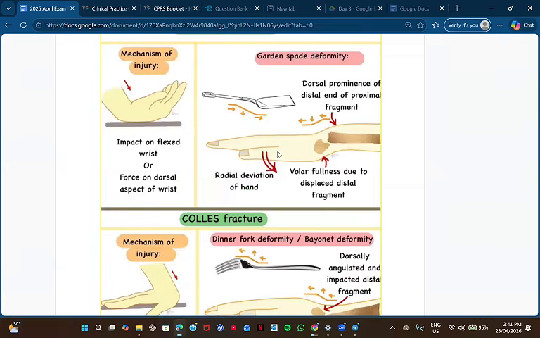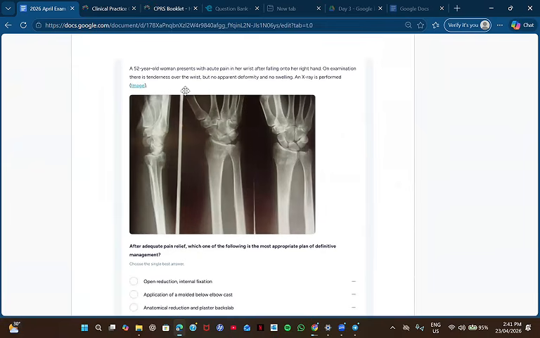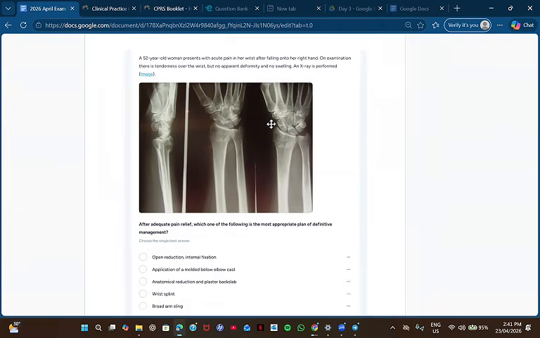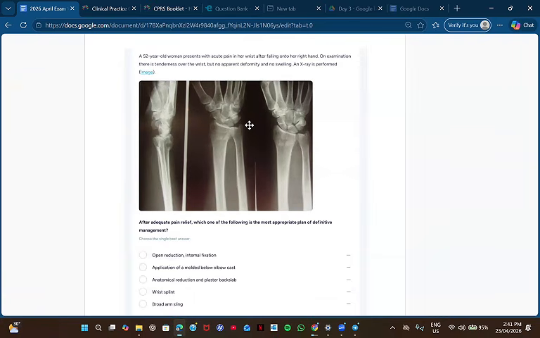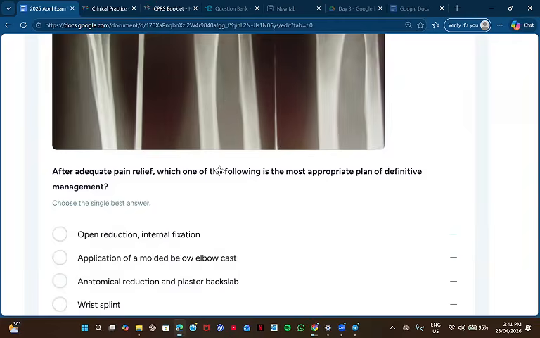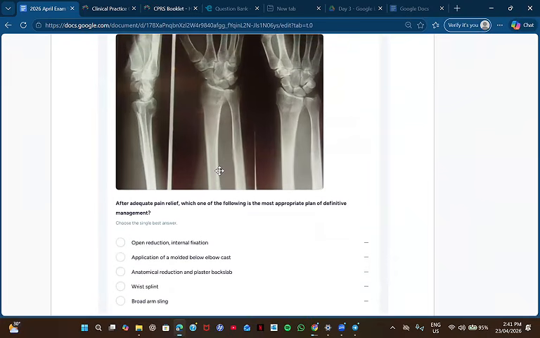So let's see. Okay, we'll do some questions. Then we will discuss about the management. A 52-year-old woman presents with acute pain in her wrist after falling on her right hand. On examination, there is tenderness over the wrist, but no apparent deformity or swelling. An X-ray is performed. After adequate pain relief, which one of the following is the most appropriate management? Tell me, doctors, what is the answer?